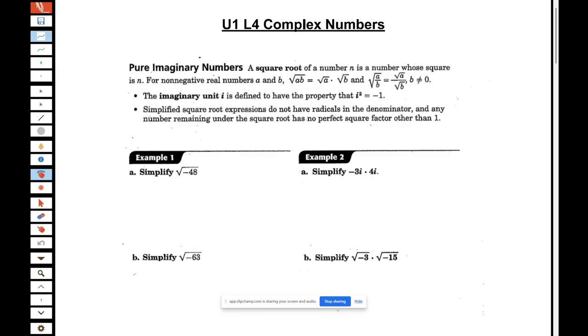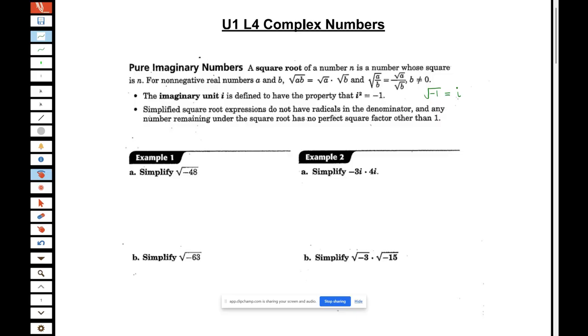Let's start by talking about square roots and how they relate to an imaginary number. So pure imaginary numbers are the square root of a negative number. Basically, the square root of -1 is defined as being a pure imaginary unit called i. We will use the variable i to represent imaginary units or imaginary numbers.